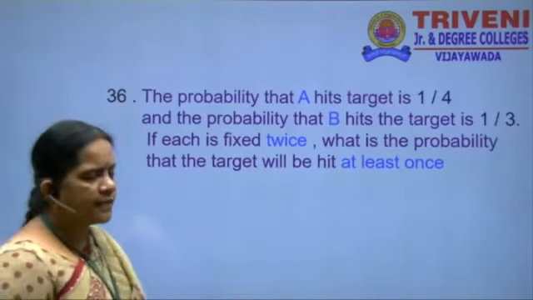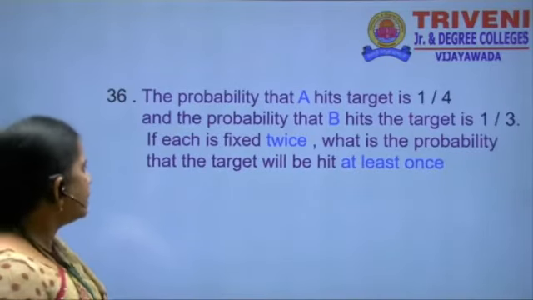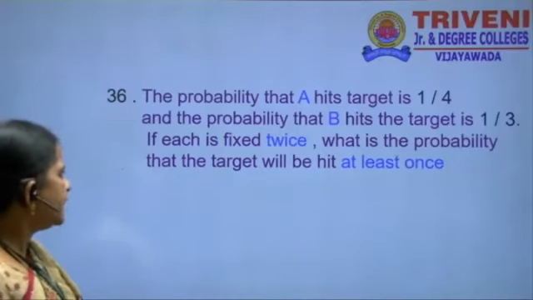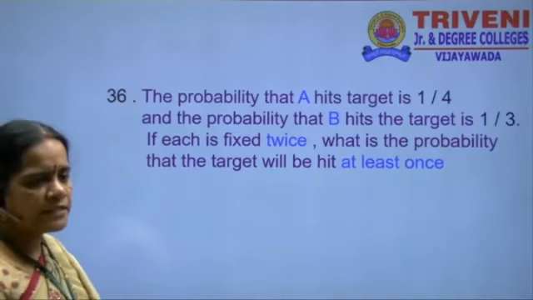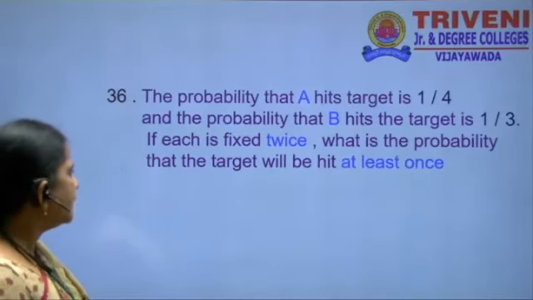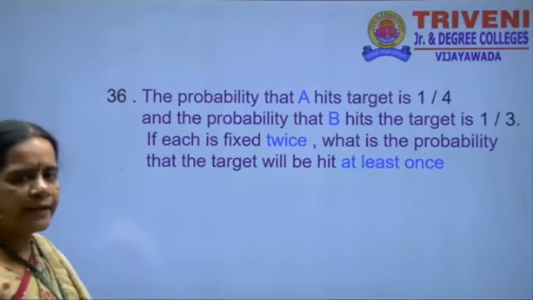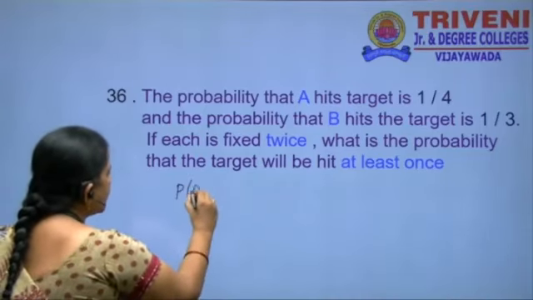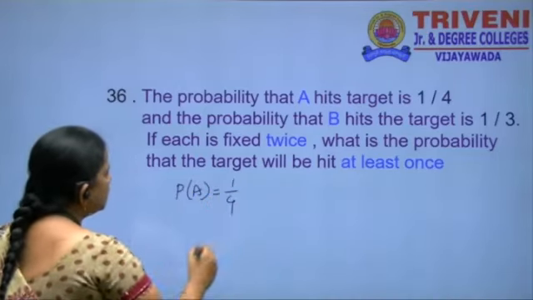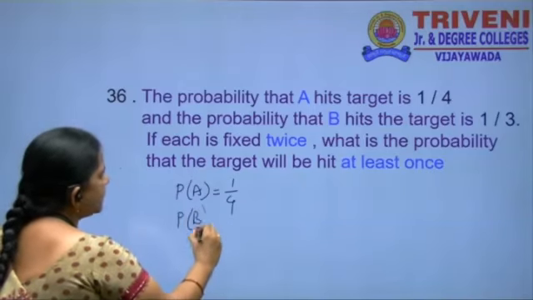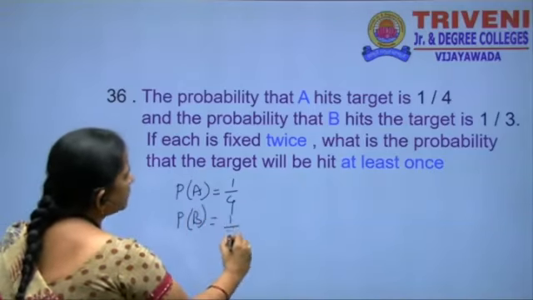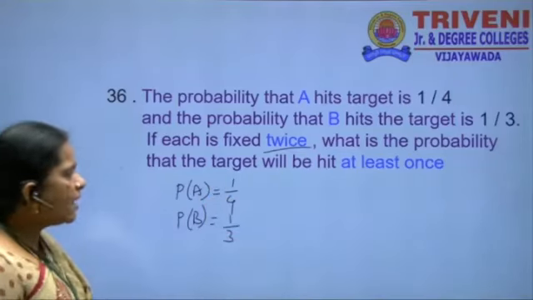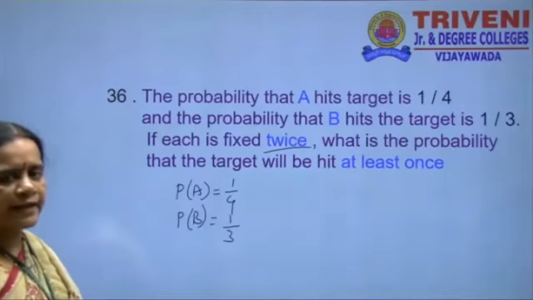The probability that A hits the target is 1 by 4 and the probability that B hits the target is 1 by 3. If each fires twice, what is the probability that the target will be hit at least once? They gave P of A is equal to 1 by 4 and P of B is equal to 1 by 3. Each fires 2 times. What is the probability that the target will be hit at least once?